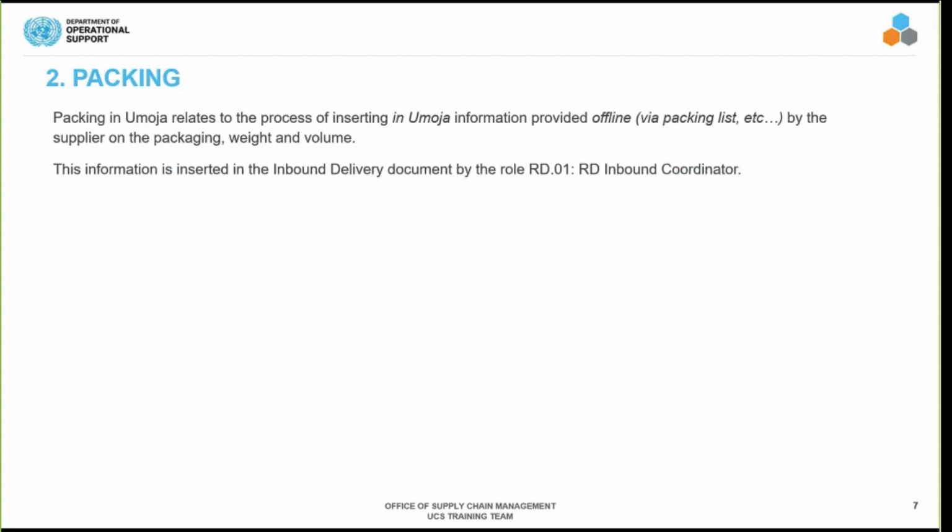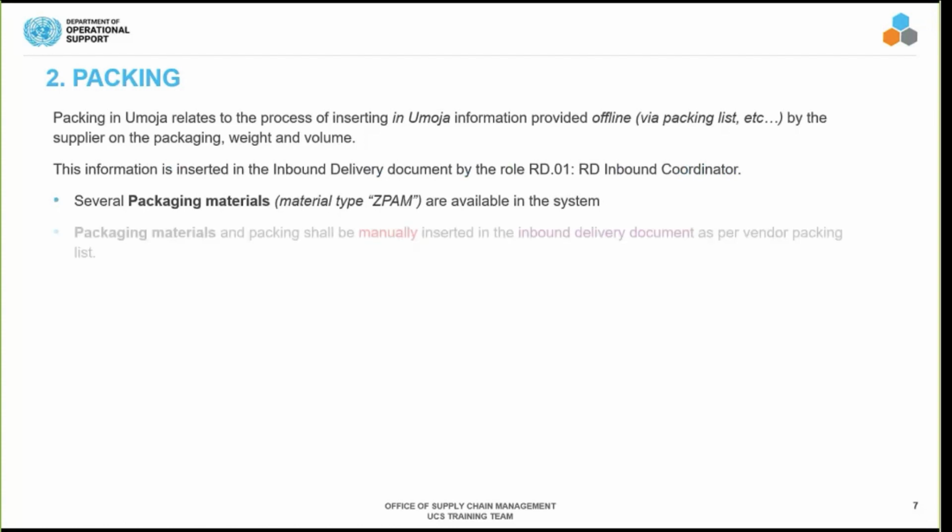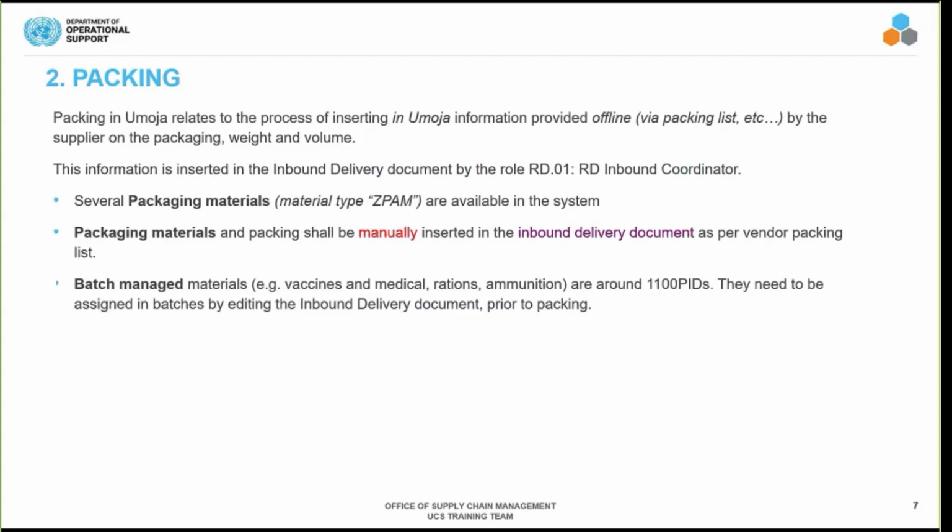Packing in Umoja relates to, as I said, the process of inserting in Umoja the information provided offline by a packing list, etc., by the supplier with regards to the packaging, weight, and volume. This information is inserted in the inbound delivery document by the role inbound coordinator, and several packaging materials are already available in the system. Packaging materials and packing shall be done manually in the inbound delivery document as per vendor packing list. And also, this is the stage where batch managed materials need to be assigned in batches prior to packing.